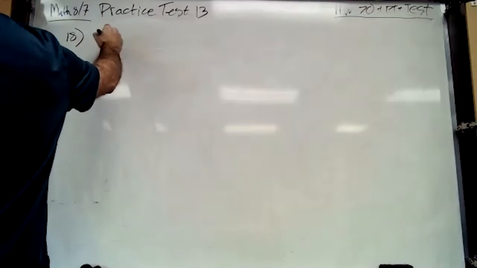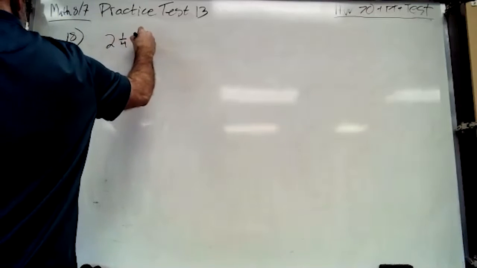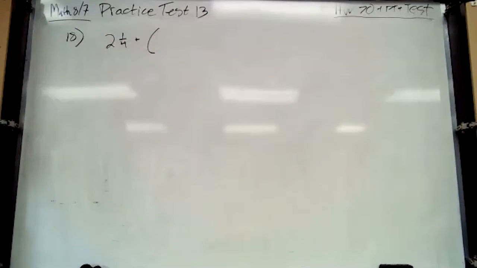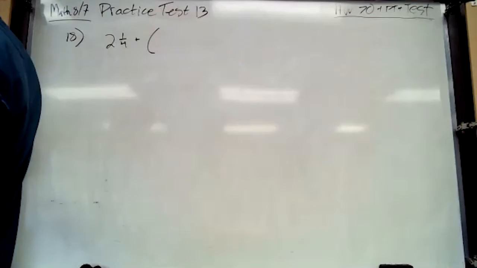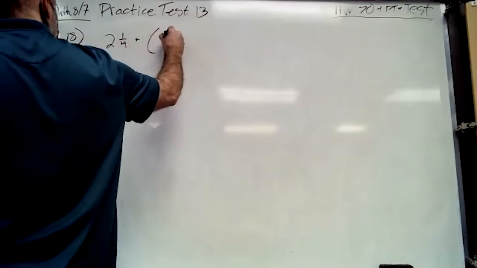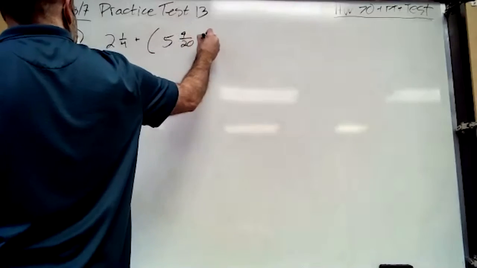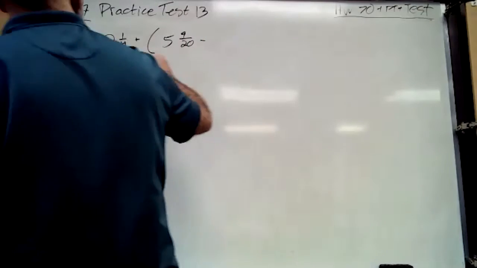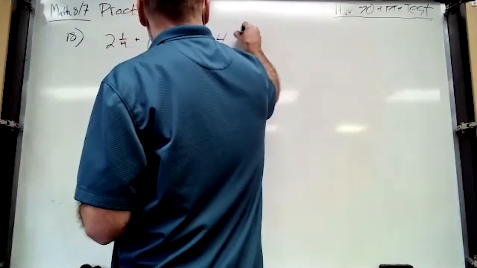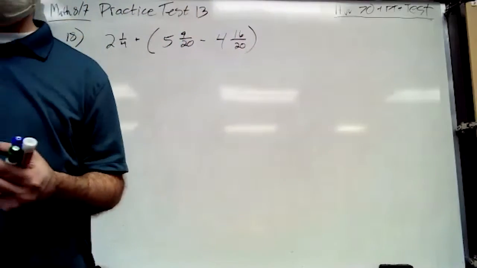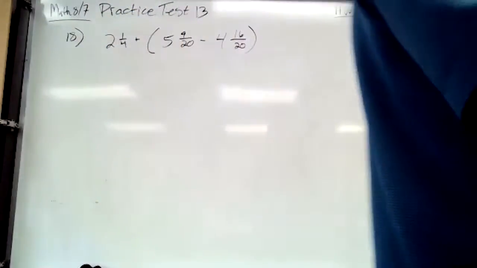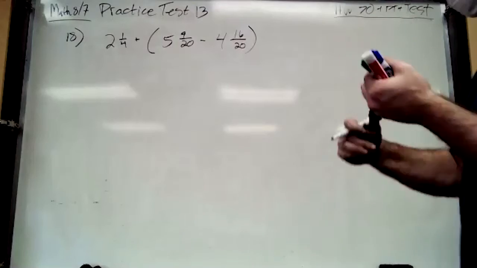All right, number 18. Okay, parentheses first. So 2 and a fourth plus, let's get common denominators right away. What's our common denominator? 20, right? So 5 and 9/20 minus 4 and what is that? 16/20. Okay, everyone okay with that first step that I did? Just got a common denominator. What's the problem here?